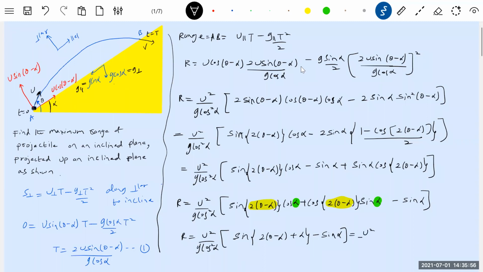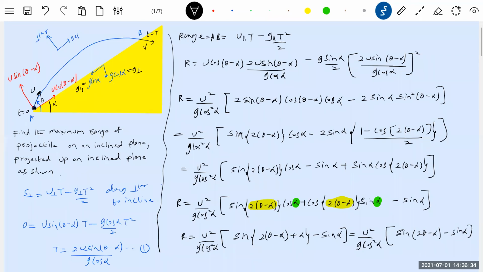So this equation will become u square by g cos square alpha, minus 2 alpha plus alpha will be minus alpha. Okay, I ended this one. Now, what are the conditions? Now we have to search for the condition for R to be maximum.